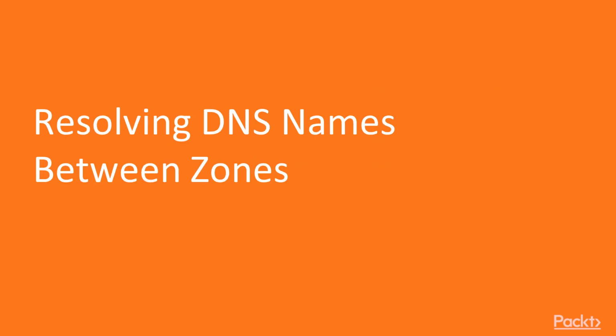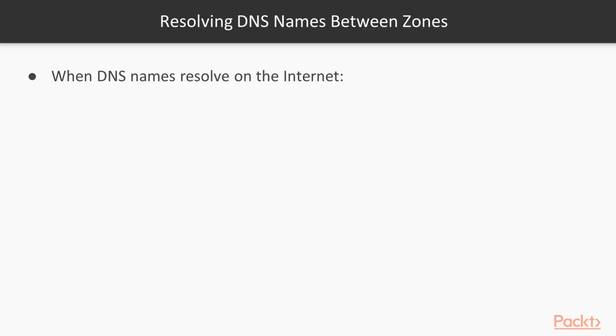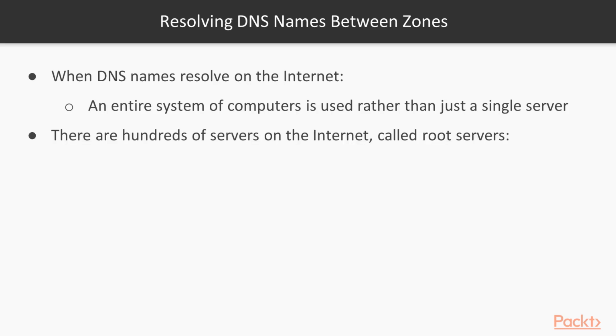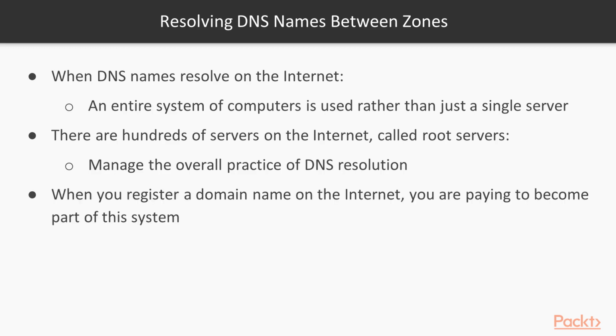Resolving DNS names between zones. When DNS names resolve on the Internet, an entire system of computers is used rather than just a single server. There are hundreds of servers on the Internet called root servers, which manage the overall practice of DNS resolution. When you register a domain name on the Internet, you are paying to become a part of this system.